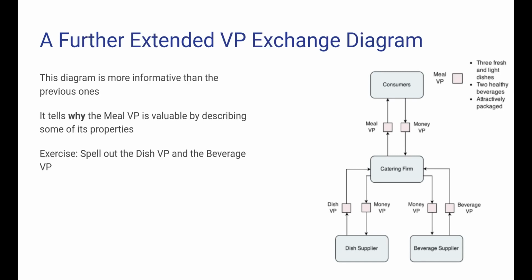So here it is further extended. This diagram is more informative than the previous ones. It tells also why this meal value proposition is valuable by describing some of its properties. It says, for example, that the dishes are fresh and light, the beverages are healthy, and it also says that they are all attractively packaged. So this addresses the motivation, the justification: why is this a good VP?